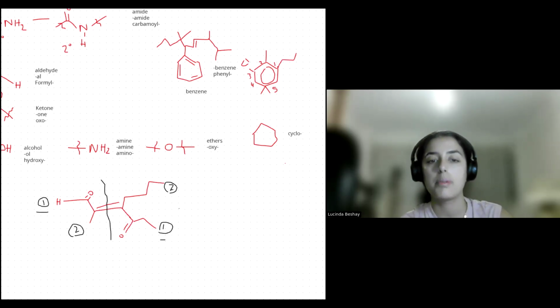So trans is opposite. Now, if I want to switch this to be a cis structure, let's say I was giving you the name and I asked you to draw from the name. If I want to switch this to be a cis structure, I could do it in two ways. Either I change the left side or I change the right side. It doesn't really matter. Whichever one you want, but never change both, because if you change both, we practically didn't do anything. So either I make it so that the aldehyde is at the bottom.